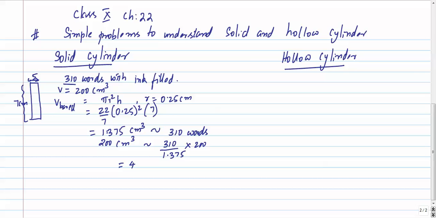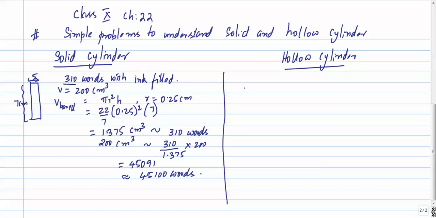Calculating, we get an answer of 45091. I can round it off to 45,100 words. Are we clear about this? This is a typical problem of considering the volume of this solid cylinder. Now let us take a problem which deals with a hollow cylinder.